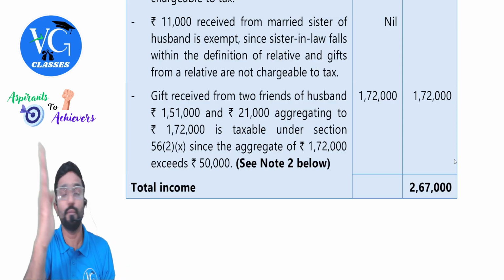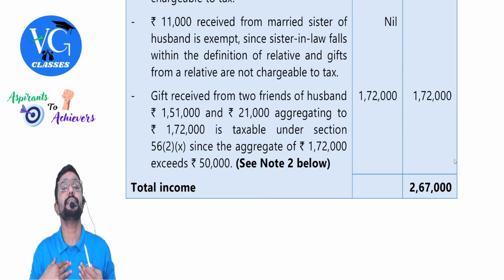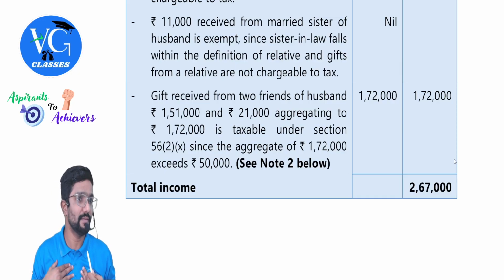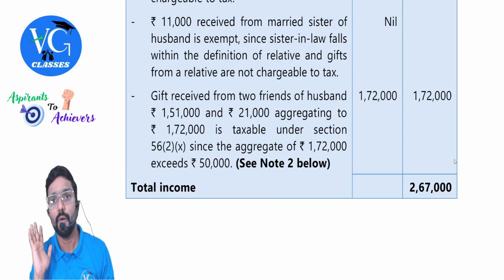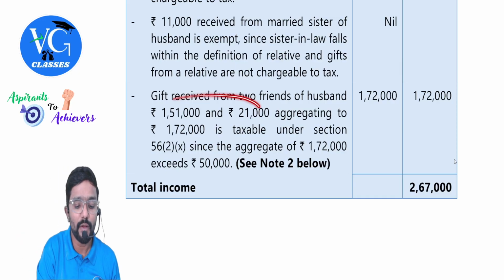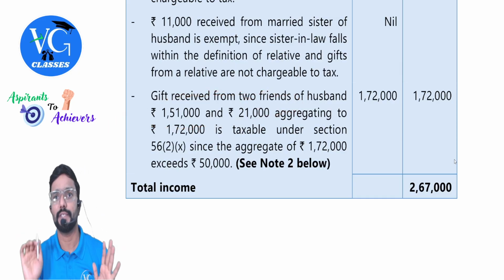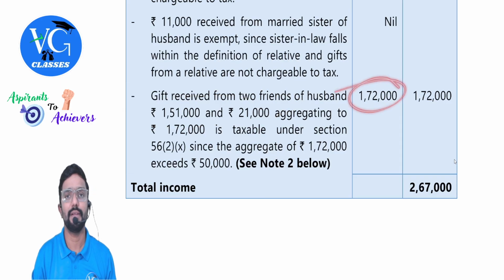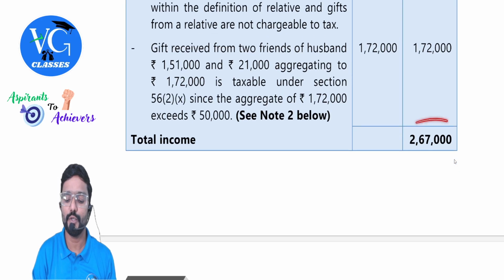Don't see person to person. As a receiver, did I receive more than 50,000 in a year? If yes, it is taxable. One person, how much did he or she give? Doesn't matter. So entire 172 is taxable, sir? Yes, 172 is taxed under income from other sources. So total income comes to 267.